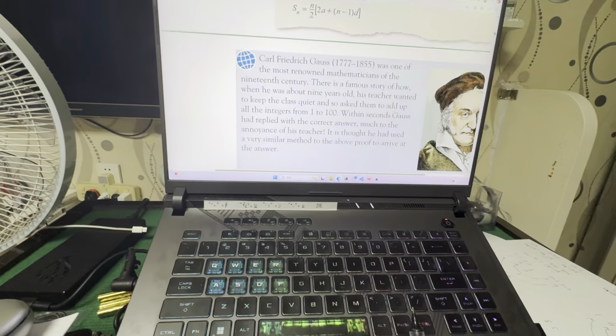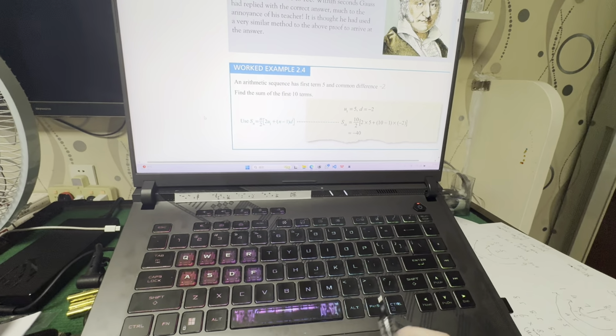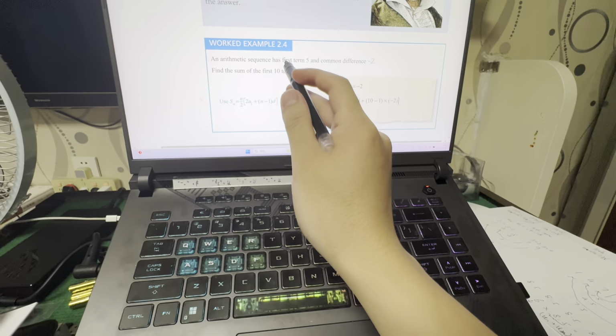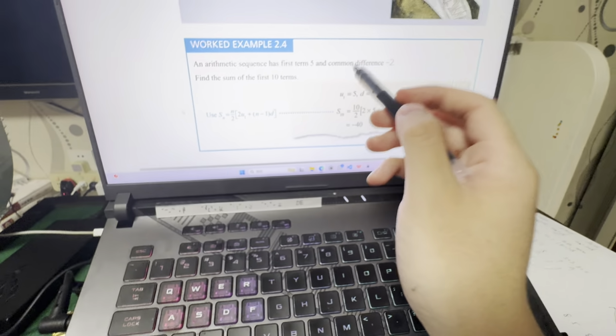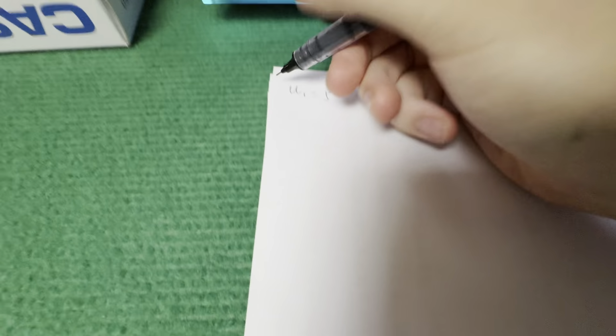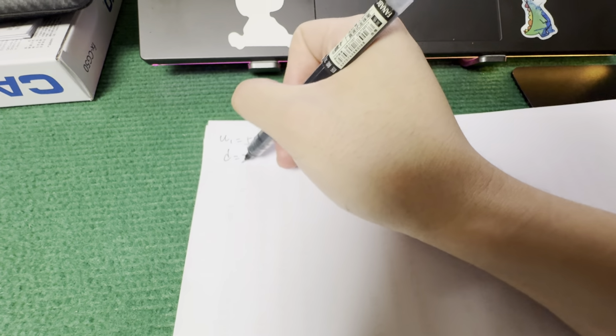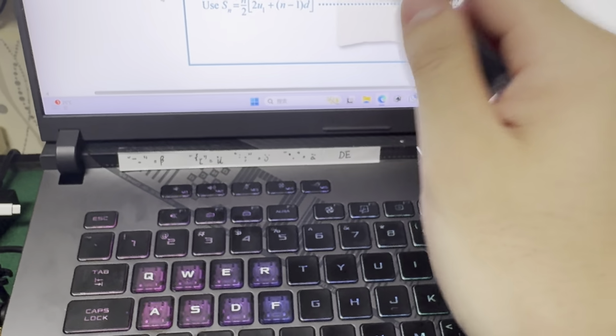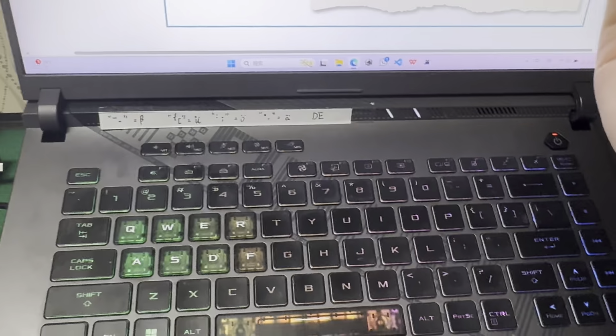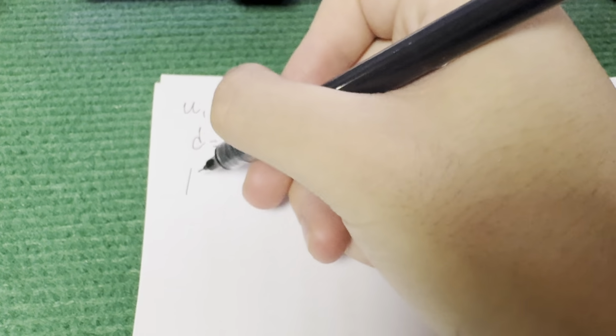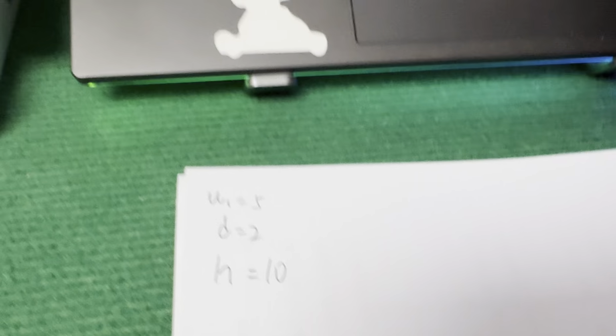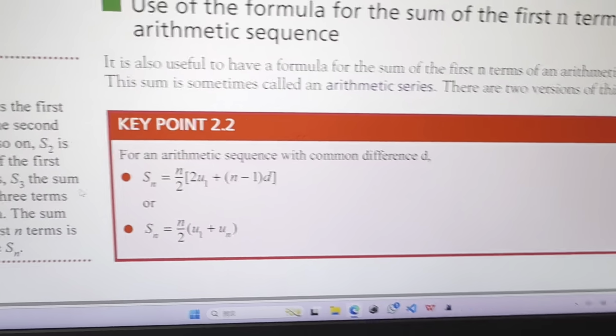Most of the time, the question will tell you something which is known. For example here, the first term is 5. So remember, first write u1 equal 5. Common difference is -2, so it means d equal -2. Okay, I will make it bigger. Find the sum of the first 10 terms. First 10 terms means we also know n. n is equal to 10.